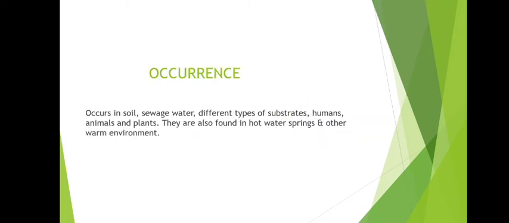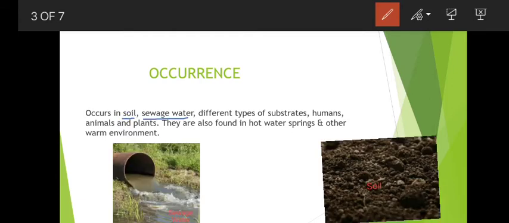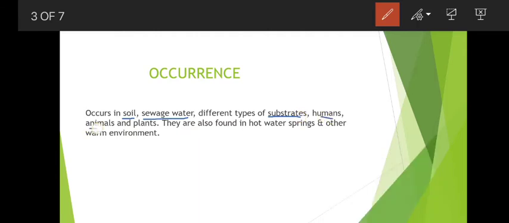Now next we come to the occurrence of mycoplasma. Mycoplasma basically occurs in soil, sewage water, and different types of substrates, which include humans, animals and plants. They're also found in hot water springs and other warm environments. So from this we can conclude that they are able to survive in hot temperatures.